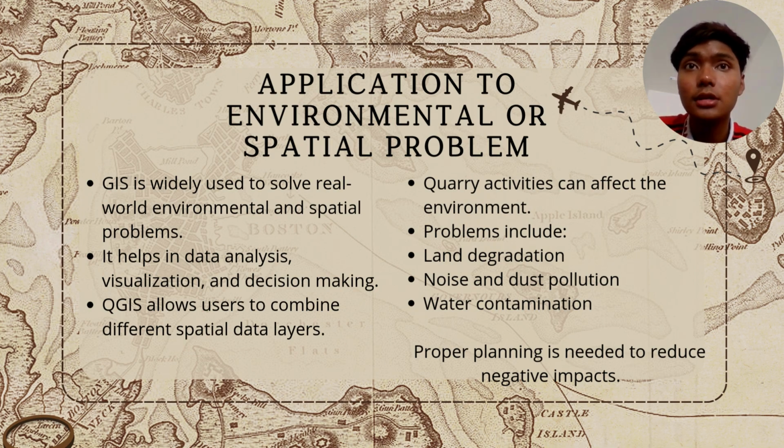So I will talk about application to environmental or spatial problems. So basically, GIS is widely used to solve real world environmental and spatial problems. GIS will help in data analysis, visualization and decision making. Other than that, QGIS also allows users to combine different spatial data layers.